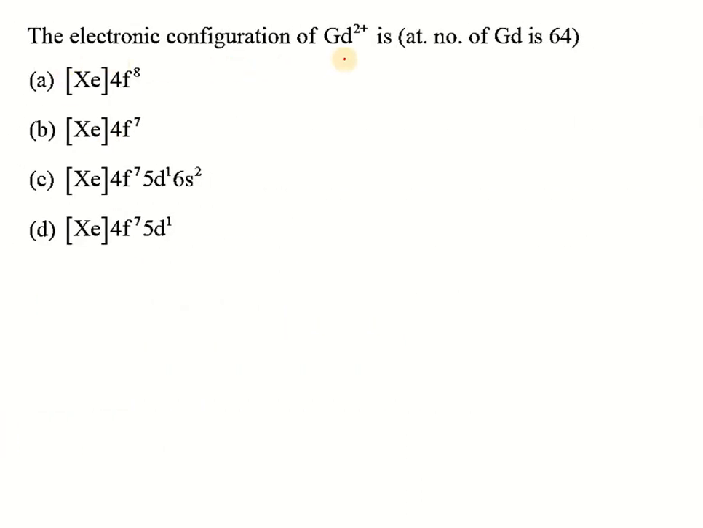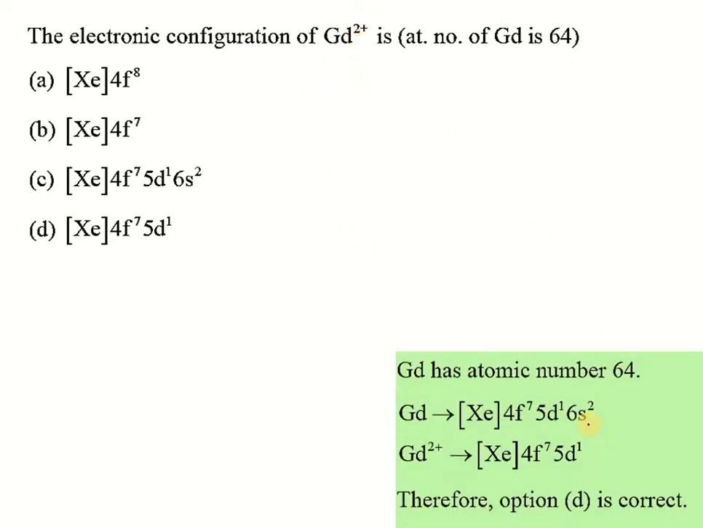Next, the electronic configuration of Gd2+. The atomic number of gadolinium is given as 64, and Gd2+ means that 2 electrons will be removed from the 6s level. After that we will get the gadolinium 2+ ion, whose electronic configuration is [Xe] 4f7 5d1. That means option D is the right option for this question.